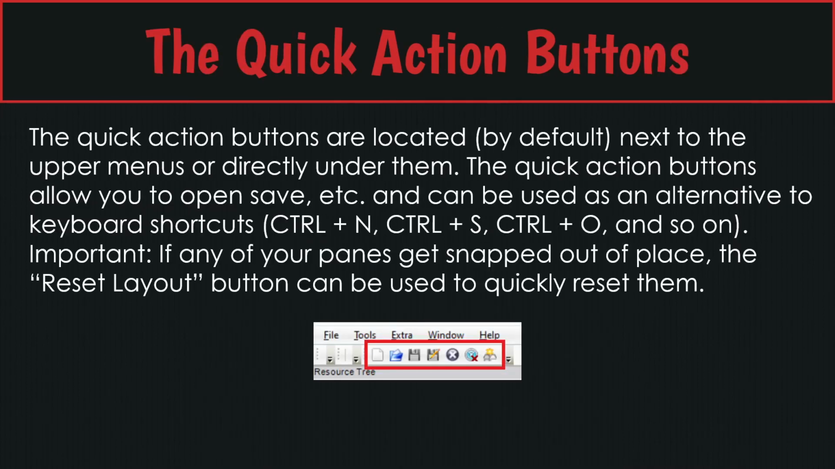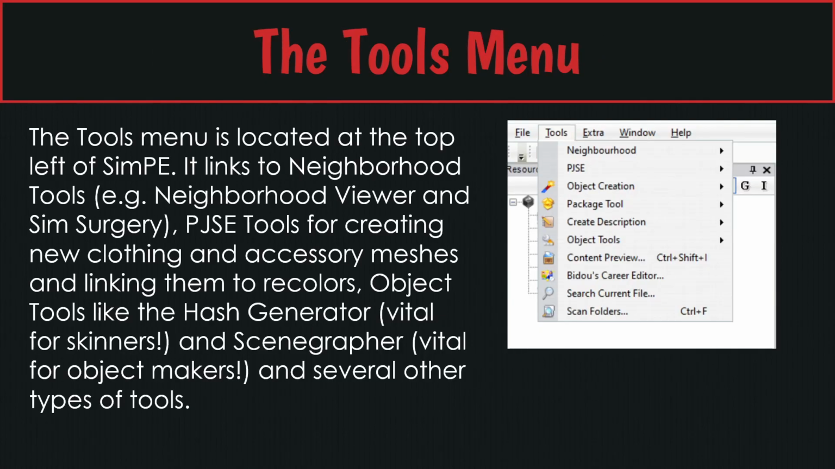Then we have these quick action buttons. By default, they're located on top of SimPE, just below the toolbar. They do things like open, save, save as, close, and we have this one that looks like a disk. This is important. This is reset layout. The tools menu. The tools menu is located on the top left of SimPE. It links to neighborhood tools, such as Neighborhood Viewer and SimSurgery, the PJSE tools for linking meshes, object tools like Hash Generator and Scene Grapher, and a few other different types of tools.